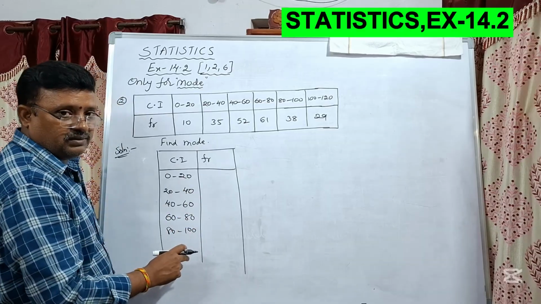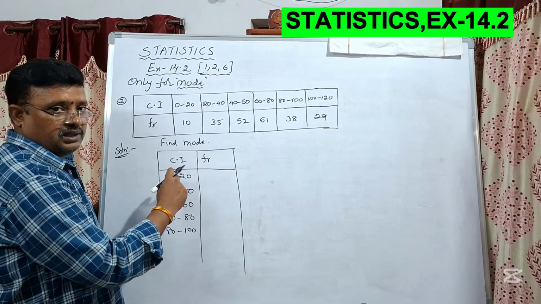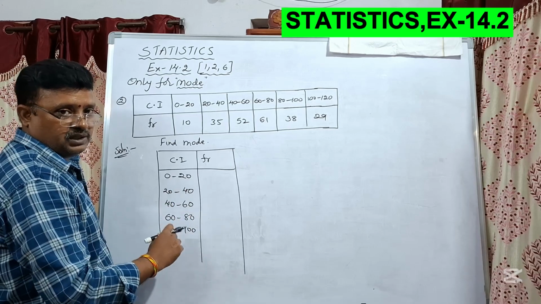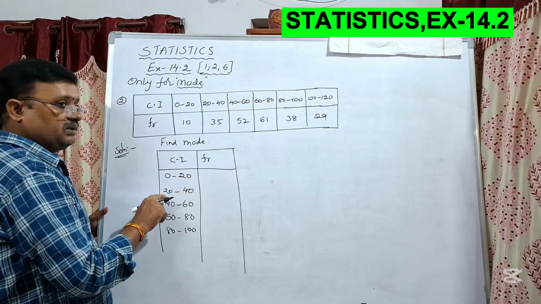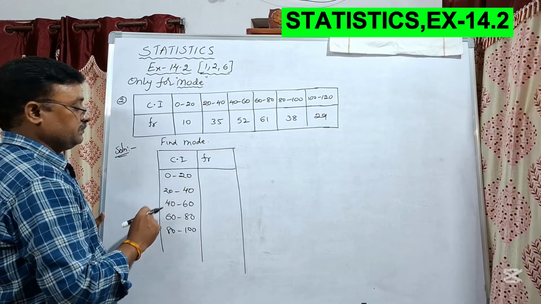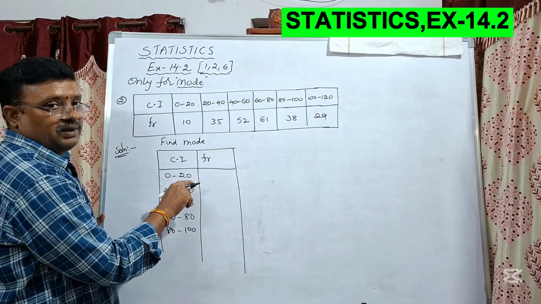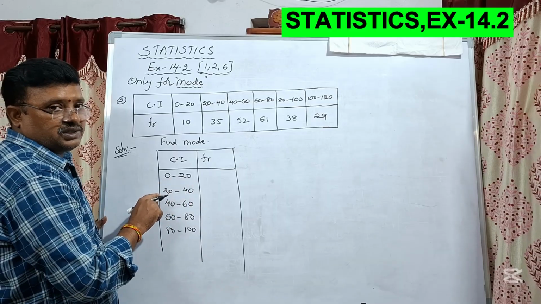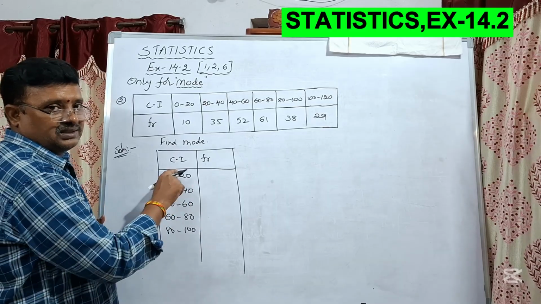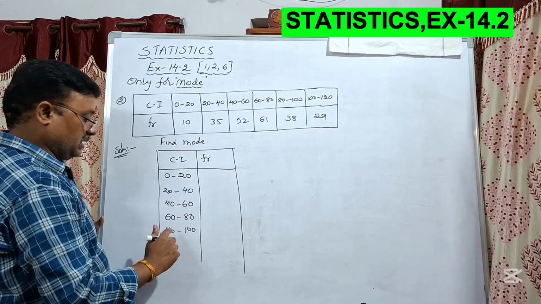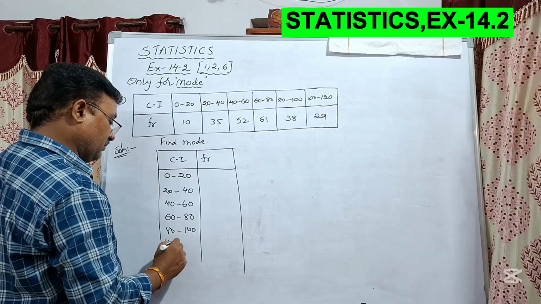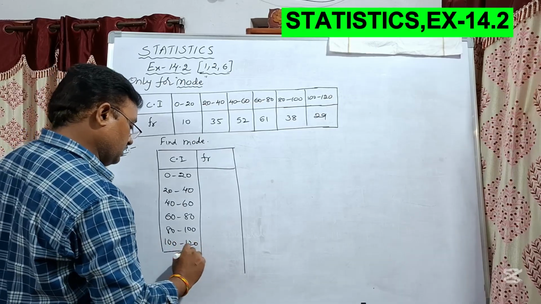While writing the class interval itself, you can recognize whether it is in continuous form or discontinuous form. The ending number of a class interval, if it is equal to the starting number of the next class interval, is called continuity. It ends with 40, the next starts with 40. So these are continuous class intervals. Just recognize this and keep it in mind.